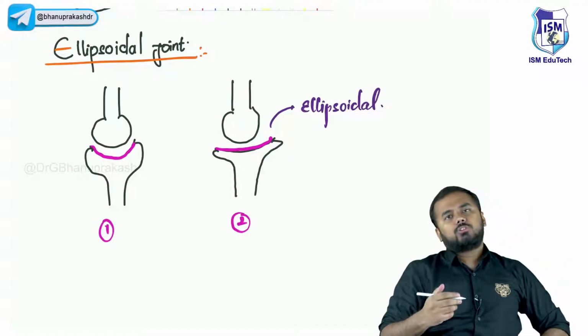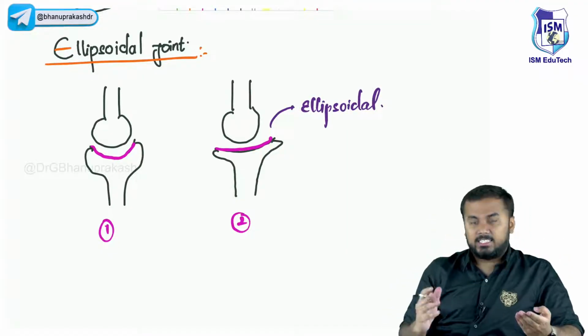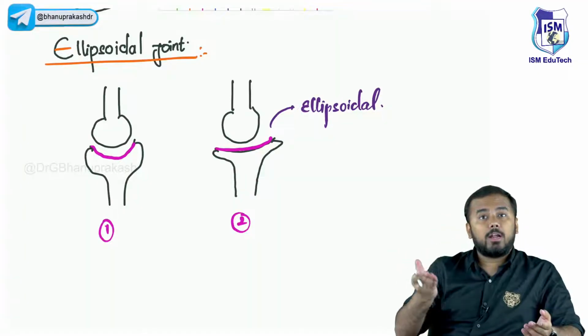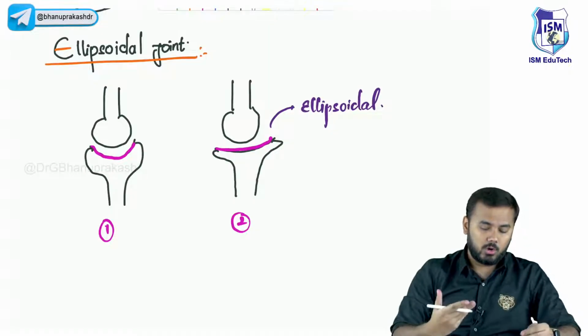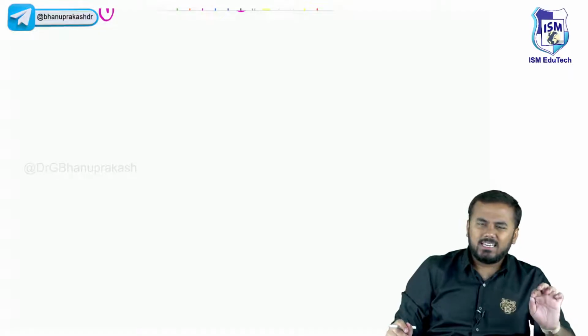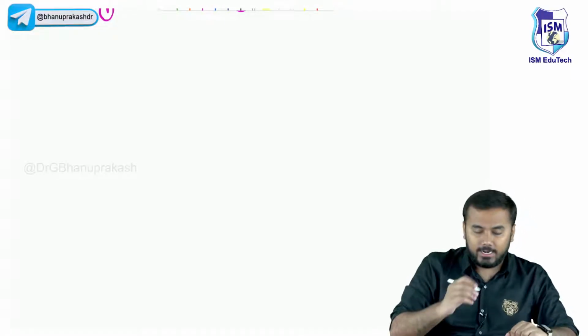Okay. If someone asks you the definition, what will you tell again? The same thing. Convexity of one bone fitting into the ellipsoidal cavity of another bone is called an ellipsoidal joint. Clear? What are the examples? These are a little bit tricky. With the picture only you will understand here.